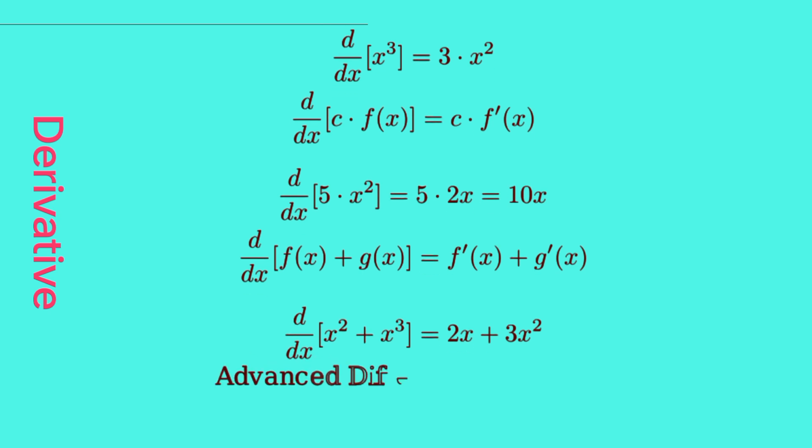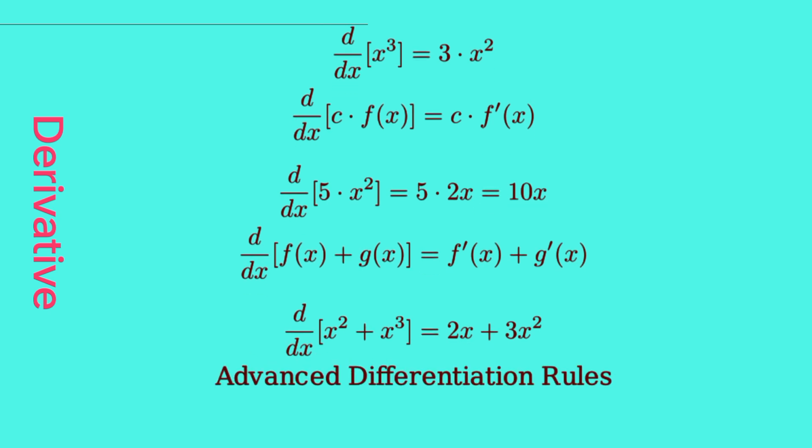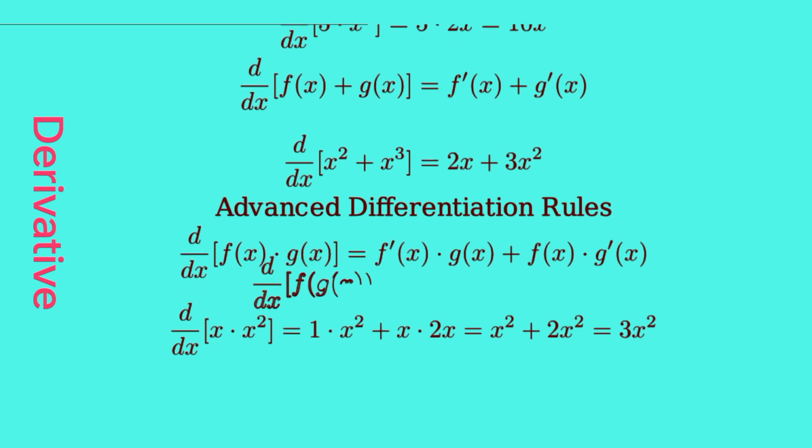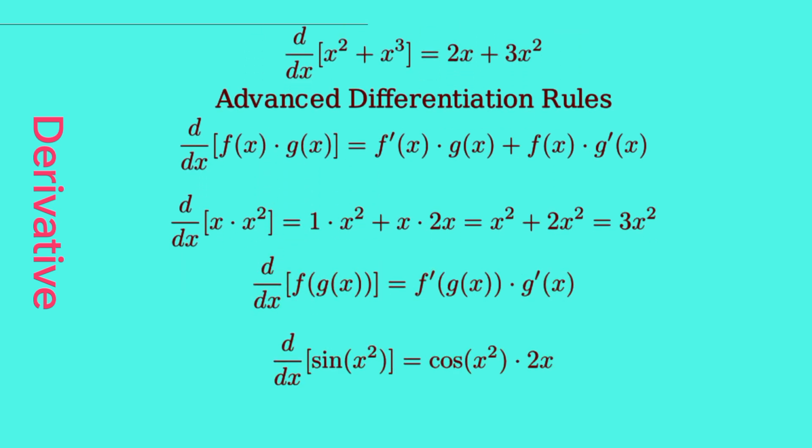We also have more complex rules for more complex operations. The product rule states that the derivative of a product of two functions equals the first function times the derivative of the second, plus the second function times the derivative of the first. And finally, the chain rule, which is used for composite functions. It states that the derivative of a composite function f of g of x equals the derivative of f at g of x times the derivative of g at x.